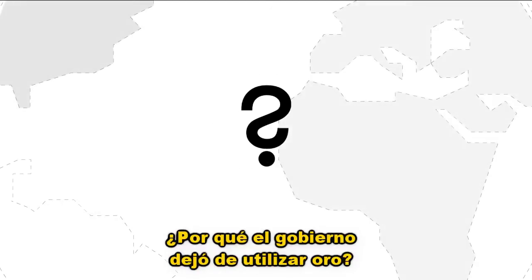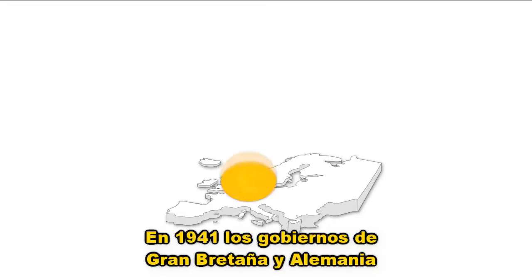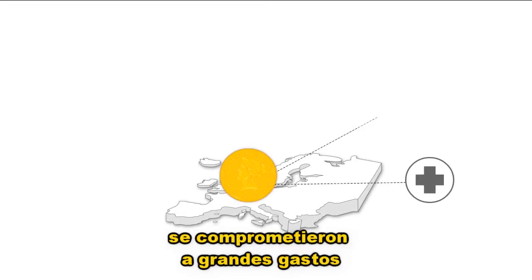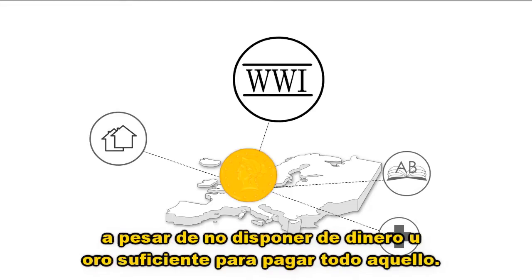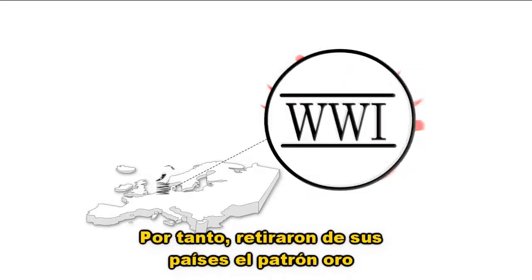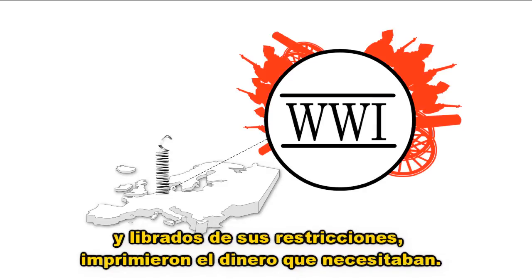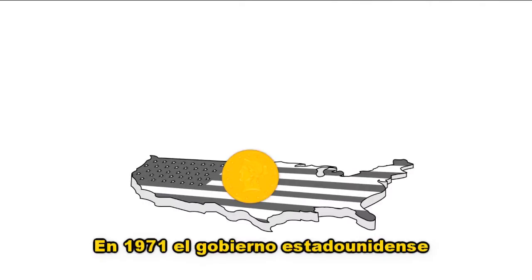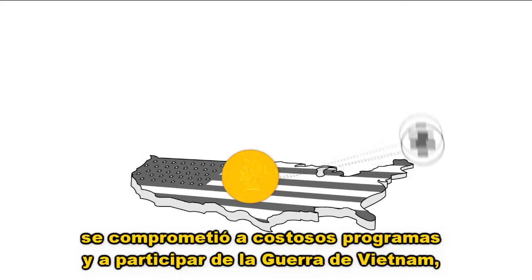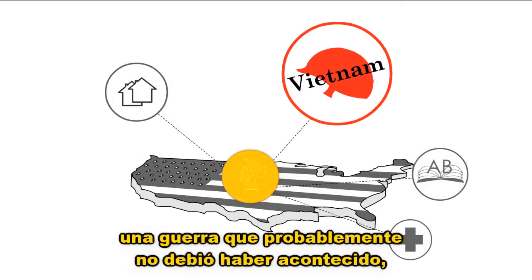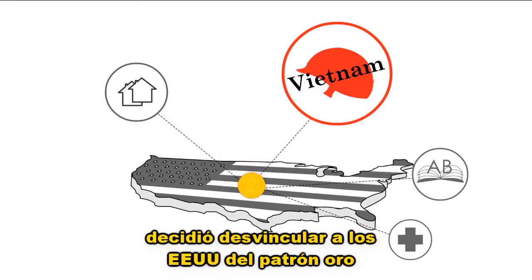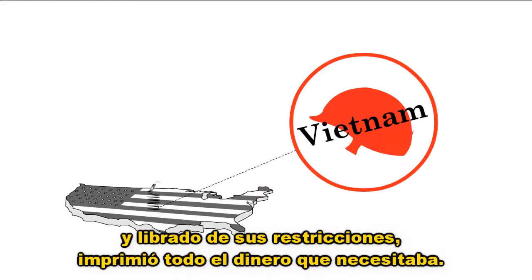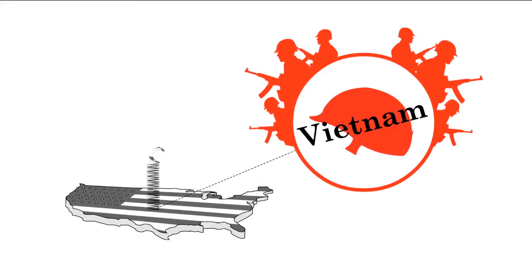Why did governments stop using gold? In 1914, the British and German governments were committed to various spending programs and World War I, a war that probably needn't have happened, and neither had the money or gold to pay for it. So they took their countries off the gold standard and, free of its restraints, printed the money they needed. In 1971, the American government was committed to various spending programs and Vietnam, a war that probably needn't have happened. And it didn't have the money or gold to pay for it, so it took America off the gold standard and, free of its restraints, printed the money it needed.